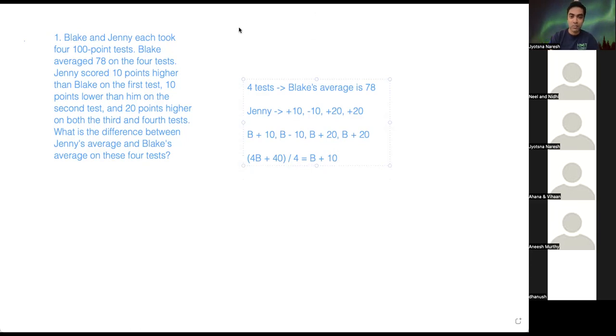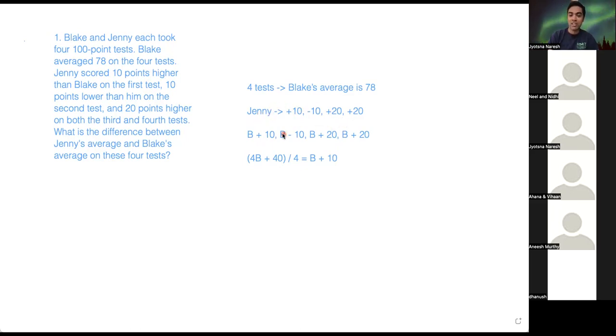I think generally this approach works well. The only thing to be careful of is you don't necessarily know that Blake scored the same on each of the 4 tests. So if we call all of these B, it kind of implies that, although it's kind of fine to assume that, because if Blake did score an average of 78, we could just essentially assume that each of the scores was 78.